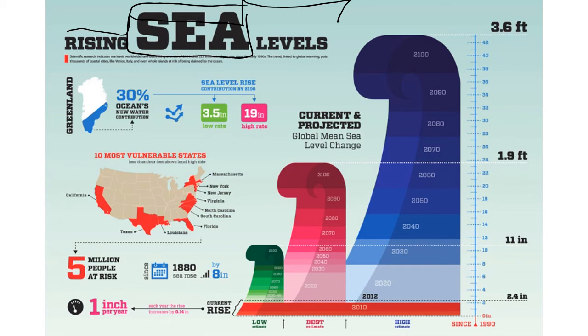And here we have 3 different projections. This is the high estimate of what happens with our carbon, this is the best estimate, and this is our low estimate. And so we have a lot of information in this picture here. There is a little bit of information to situate us in the topic there. We see that Greenland becomes very important with this. We get 30% of the ocean's new water contribution coming from those Greenland ice sheets. And that leads to our sea level rise contribution by 2100, which at a low rate would be 3.5 inches, at a high rate is 19 inches.